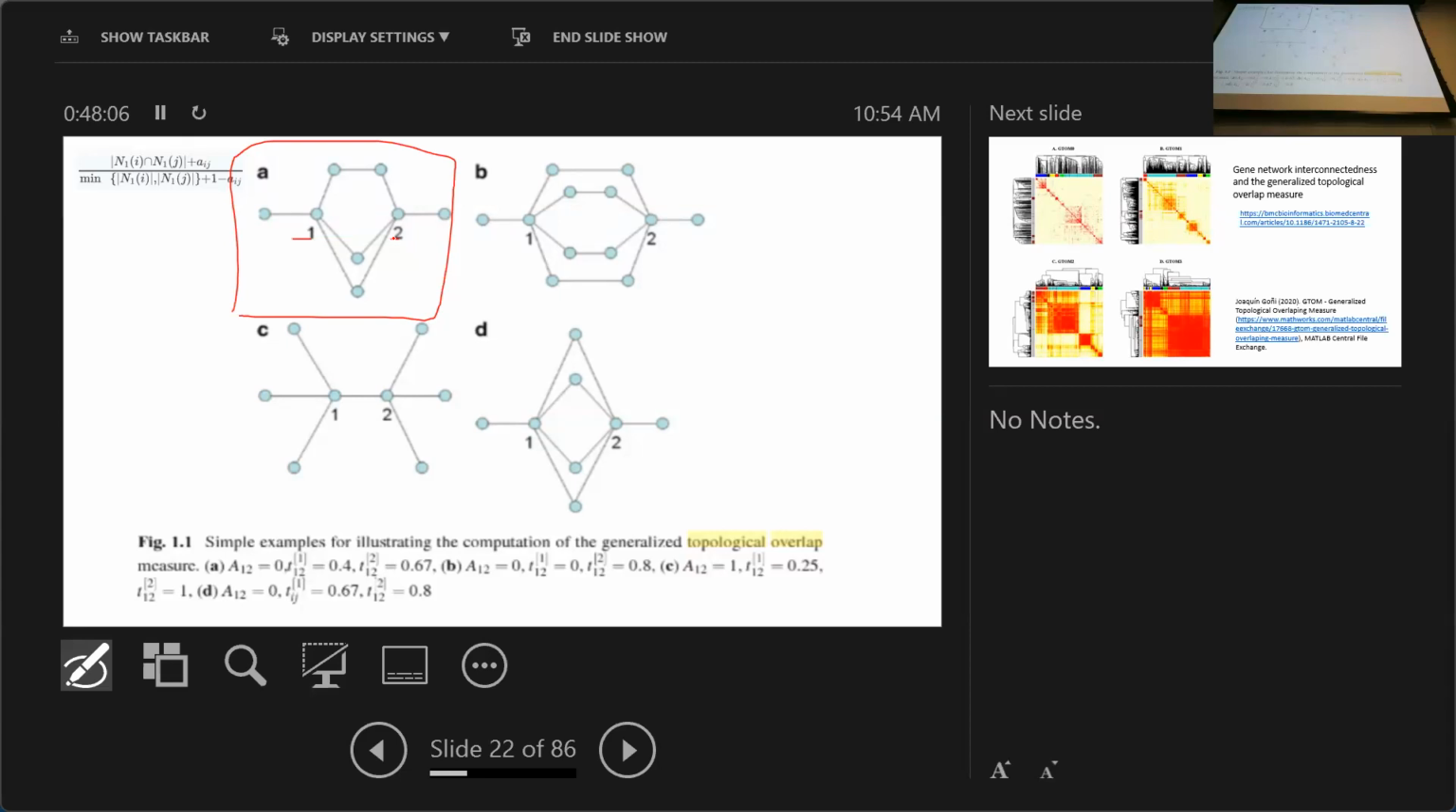I think that's 4. Yeah, so this value is 4. 1 has 4 neighbors. 2 has 4 neighbors. So you just follow the definition and replace those values. And then you get 2/5. So that's the new value. The same way, for example, you can replace this value.